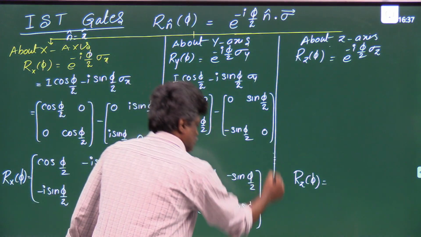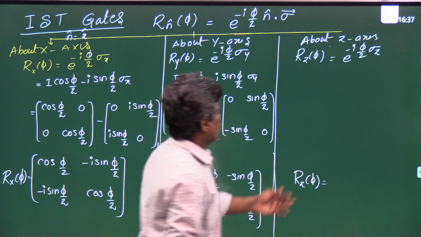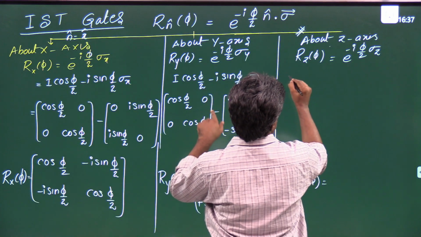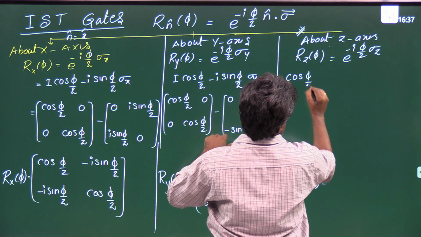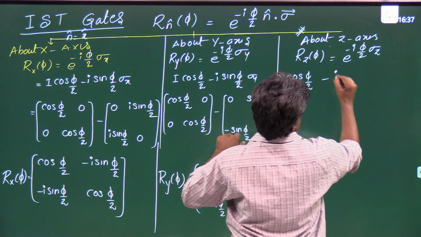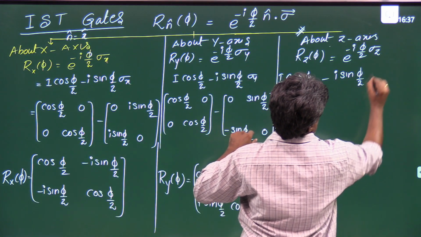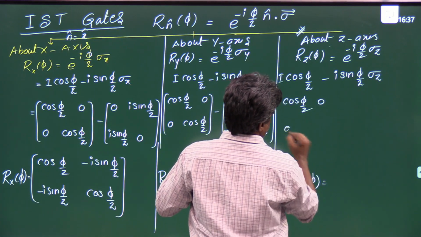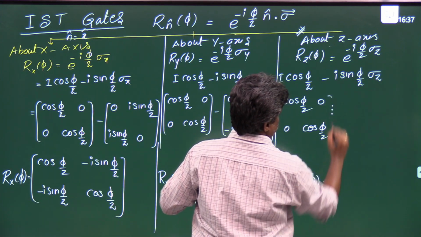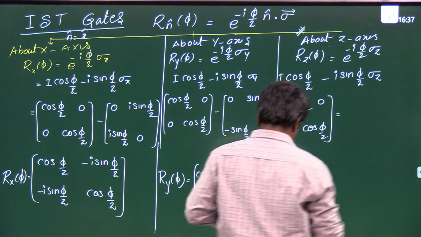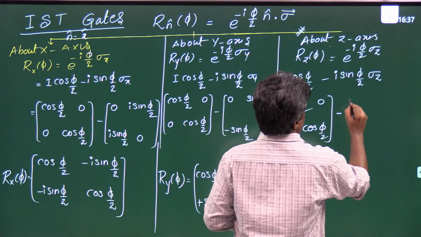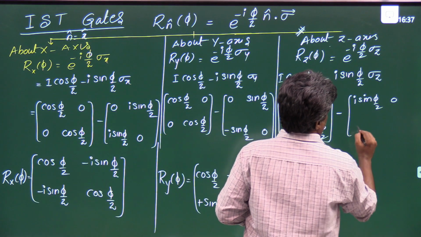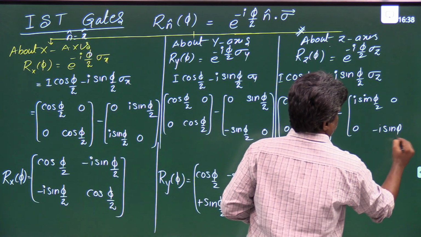Okay, anyhow. So please check this. And similarly, Z. This is important for the present discussion. Please do this properly. Again, cos phi by 2, I minus i sin phi by 2. Make it fast. So this is cos phi by 2, 0, 0, cos phi by 2. It's a simple matrix, so very easy algebra. So this is i sin phi by 2 and 0, 0 minus i sin phi by 2.